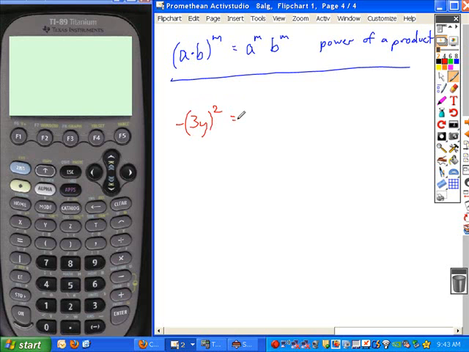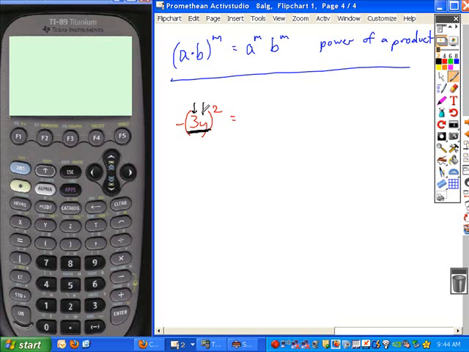All right, so see if you can identify what this simplified form would be. What's the base of our exponent? Here's our base, right? Is the negative part of that base? Does the power of 2 apply to the negative? No. The negative is outside of the parentheses.